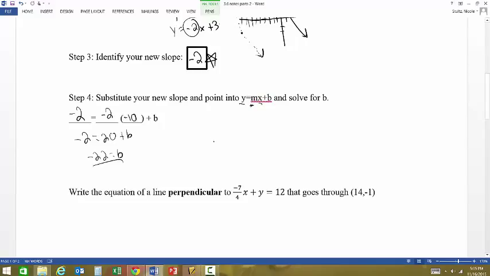So my work is pretty much done, but again, you were asked to write an equation. So give your answer as an equation. y equals, my slope was -2, and my y-intercept was -22. So that should be your answer.